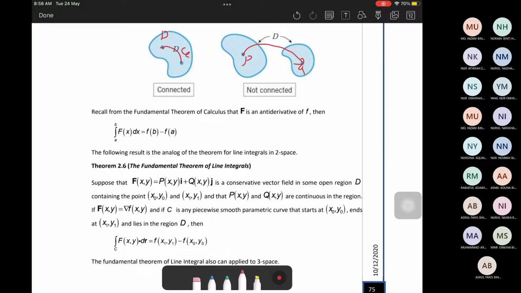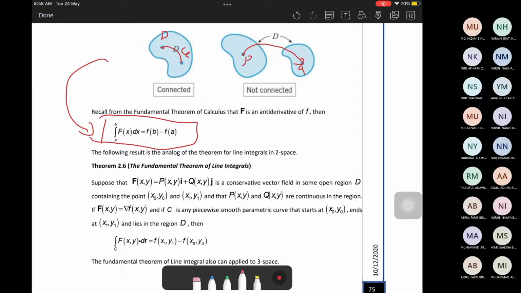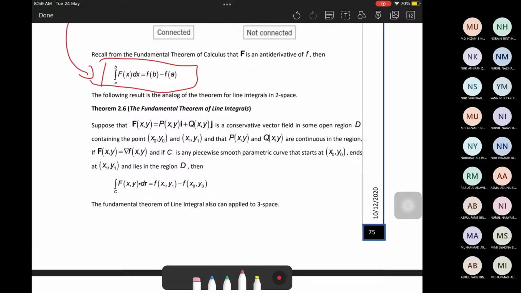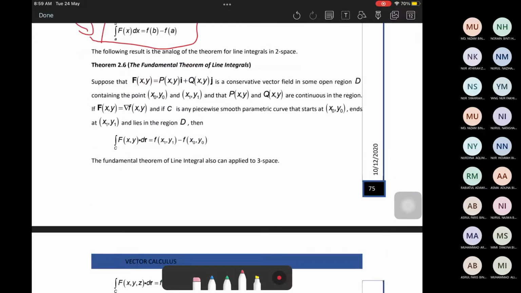Recall the fundamental theorem of calculus that f is antiderivative of f, then the integral f ds equal to f b minus f a. Jadi, kita boleh gunakan yang ini untuk menyelesaikan masalah lain. Integral sebenarnya kalau case untuk independent of path ni. Okay, so the following result is the analog of the theorem for the line integral into space. Okay. Theorem 2.6, the fundamental theorem of a line integral.